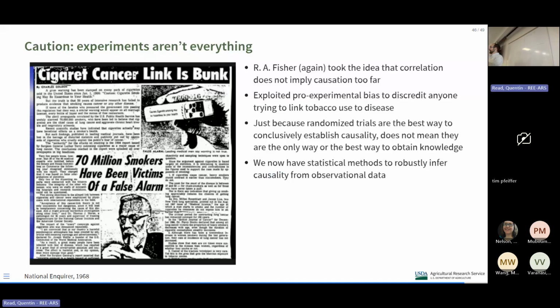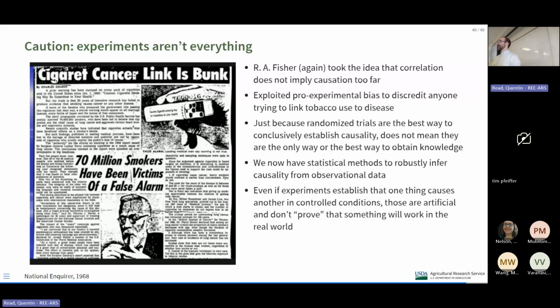There are statistical methods where, if you have a plausible model of how causality works in the world, you can infer causality from purely observational data. There are a lot of techniques out there to do that. I won't go into that, but it just means that experiments are one way in our arsenal, not the only way.